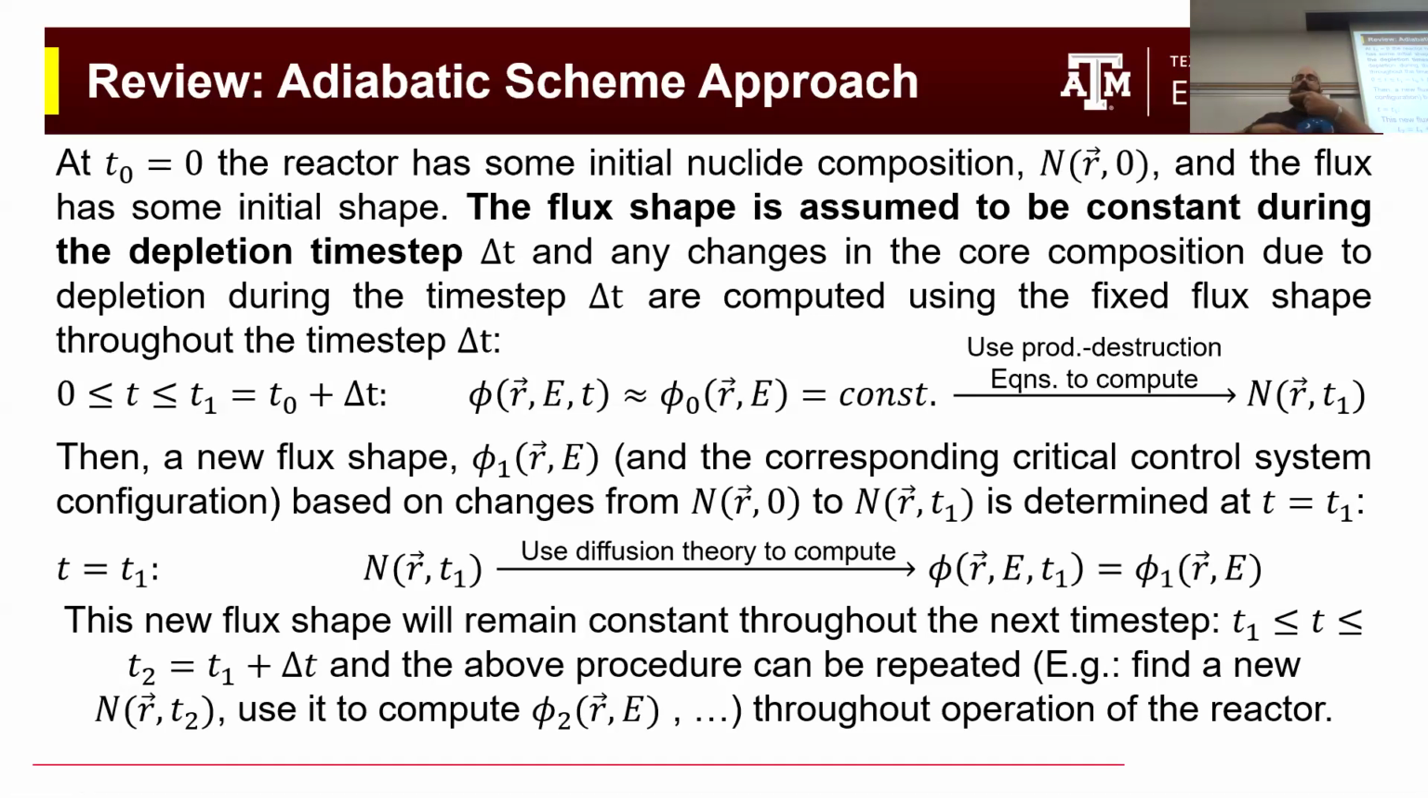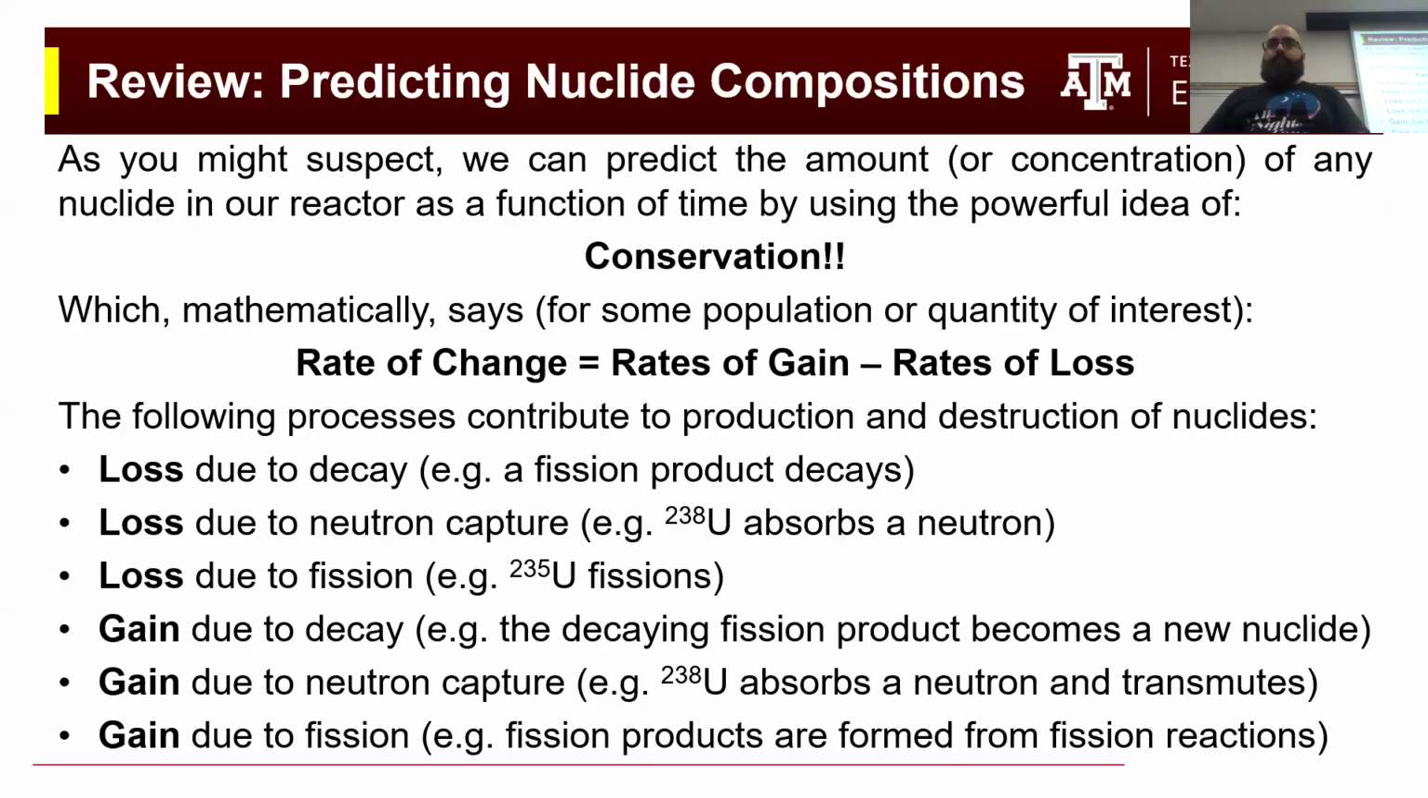And you would have this repeating process where you treat the flux as constant, you recompute your number densities, which allows you to recompute your cross sections, and then you use the new concentrations to compute a new flux, which you then treat as constant over the next time step. So that's the numerical approach that we use with this adiabatic scheme.